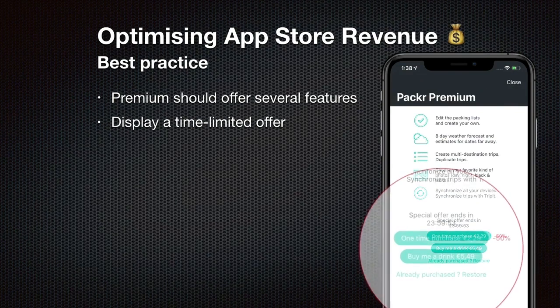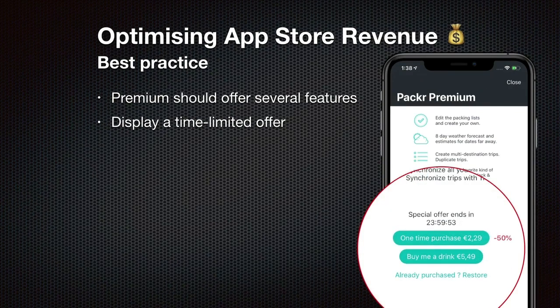What really worked well in Packer is displaying a time-limited offer for the first 24 hours, where I just display that the app is at 50% of its price. And actually, when I look at all the purchases I have in my apps, 78% of purchases are made within the first 24 hours because of this.